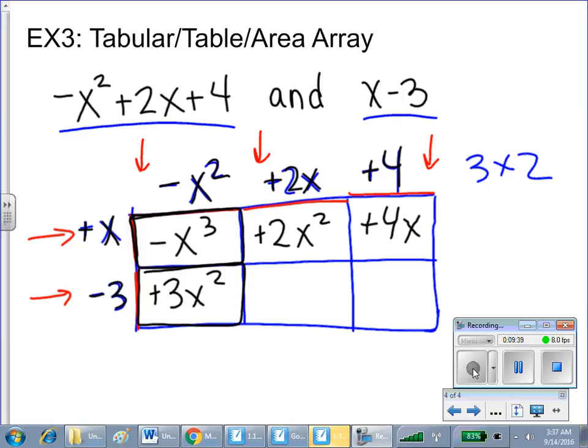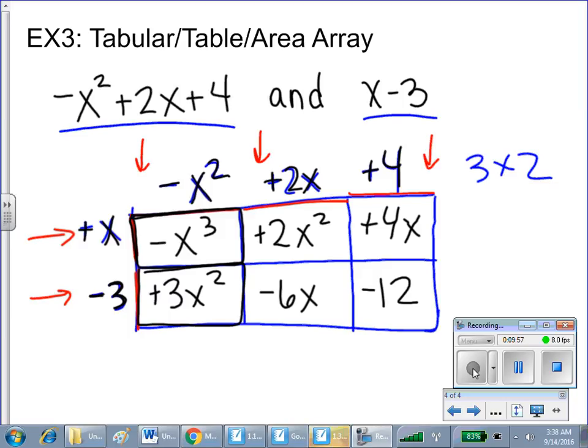Now I'm going to finish up with the negative 3. I'm going to multiply the negative 3 and the 2x, and I get negative 6x. I'm going to multiply the negative 3 and the positive 4, and I get negative 12. Okay, so I'm almost done. Hopefully you found that rather simple.